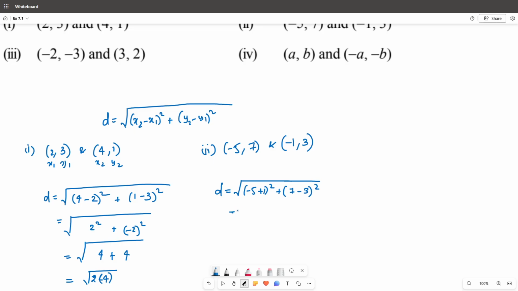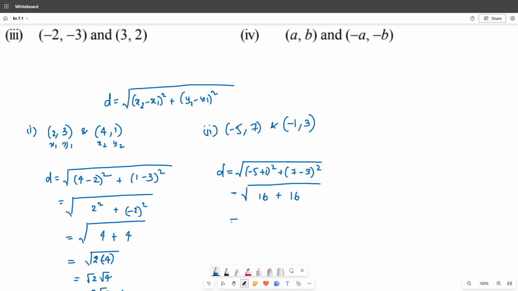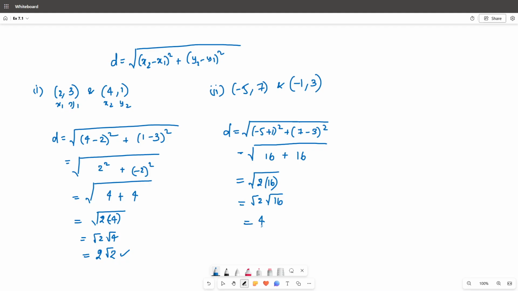So what do we have here? Minus 5 plus 1 is minus 4 and minus 4 square is 16. Next we have 7 minus 3 is again 4, so 4 square is 16. Similar to the previous one, we have here 2 times 16 and this can be written as root 2 into root 16, where root 16 is equal to 4. Therefore the distance between these 2 points is 4 root 2.